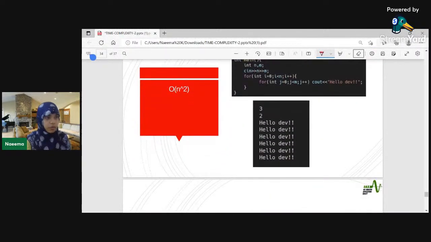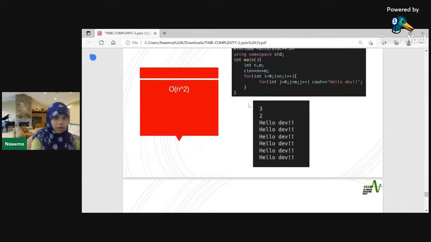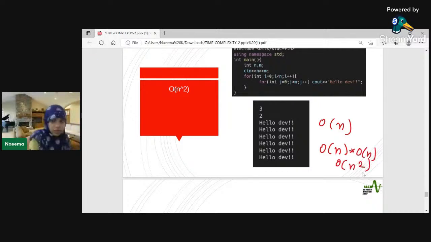Next, we have big O of n squared. Now, when the running time of an algo increases non-linearly with the length of the input, it is said to have non-linear time complexity. One loop takes big O of n, and if the function includes loops inside loops, it takes n multiplied by n, which becomes big O of n squared.